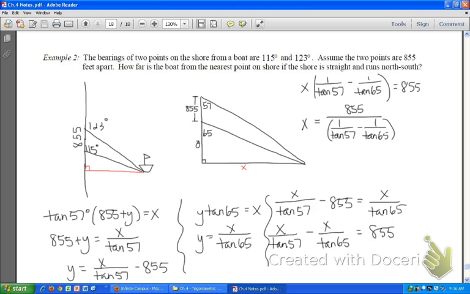Oh, wait, no. Yeah, there you go. Because I think I'm in degree mode. Make sure you're in degree mode. That's the other thing. Okay, and then you'll do 855 divided by that answer. That is 4,669. So x is about 4,669.58.